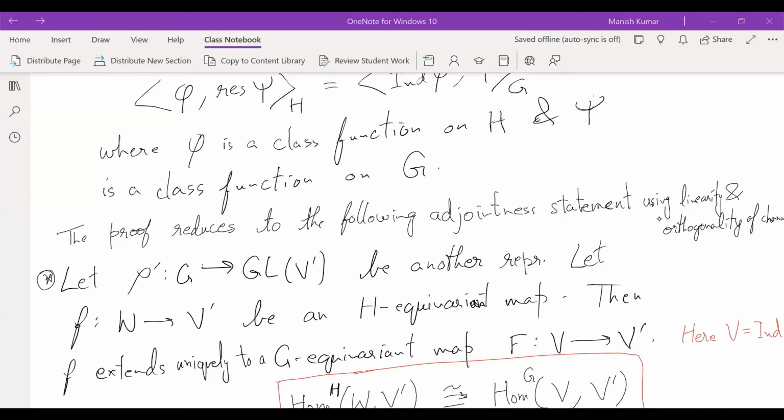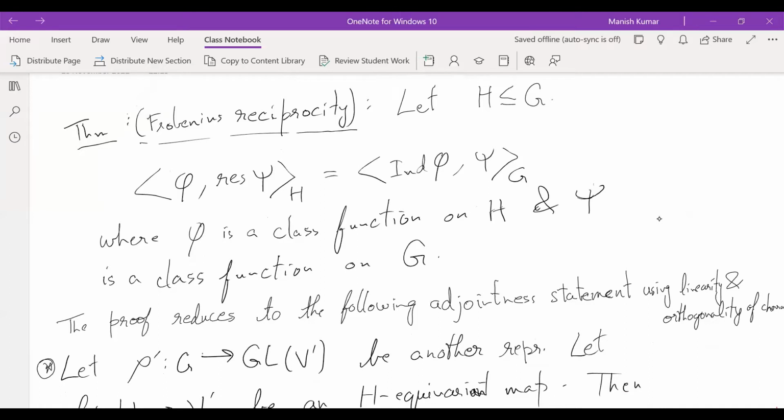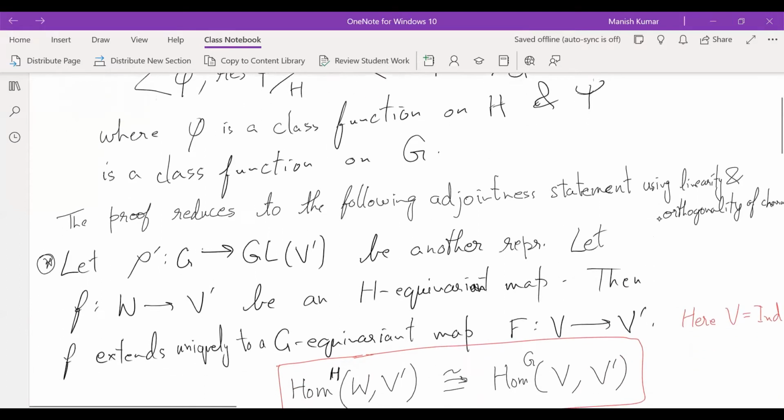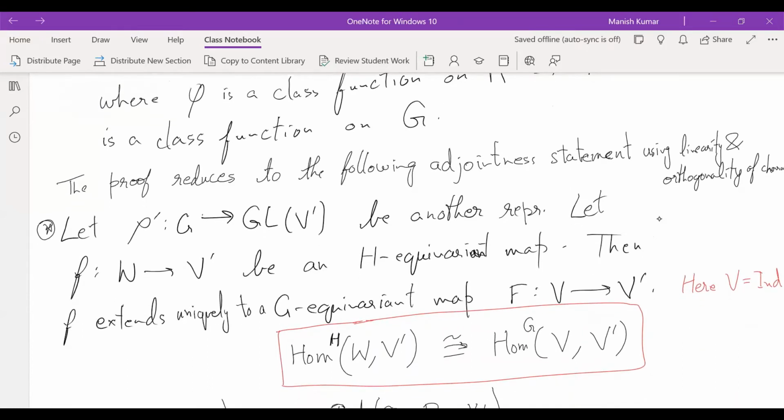Okay. So last time we discussed Frobenius reciprocity, and the proof more or less is an adjointness kind of statement, modulo the linearity of this pairing and the statement about orthogonality of characters from Schur's lemma. This is basically this adjointness statement: H-equivariant maps from W to V prime is isomorphic to G-equivariant maps from Ind W to V prime, where V prime is some G representation.